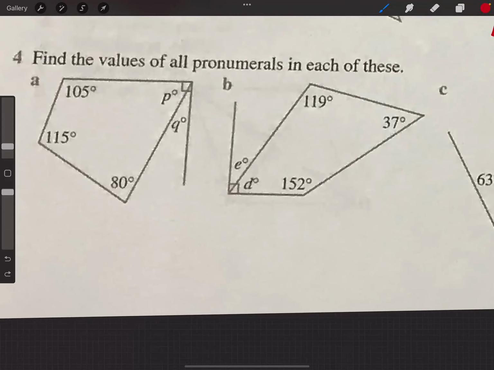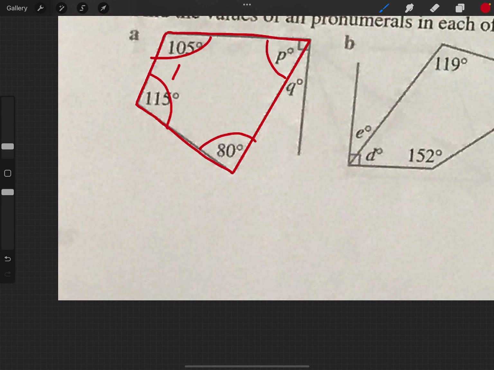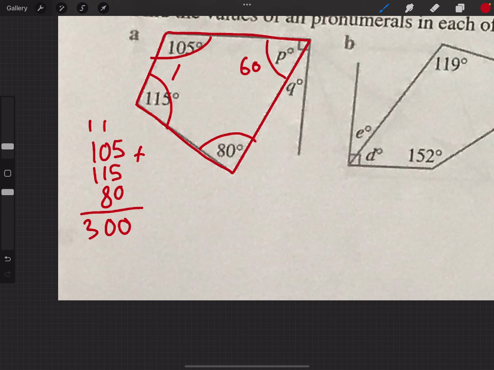Question 4. Find the values of all the pronumerals in each of these. Okay, so first we're going to find out this angle here. You can see that that angle is inside of a four-sided shape. So these four angles must add up to a total of 360. So let's do a little calculation. 105 plus 115 plus 80 is 300, which means this will be 60 degrees, because 300 plus 60 will make 360. Now if that's 60, what is this angle here? Let me just rub this out, I'll show you.